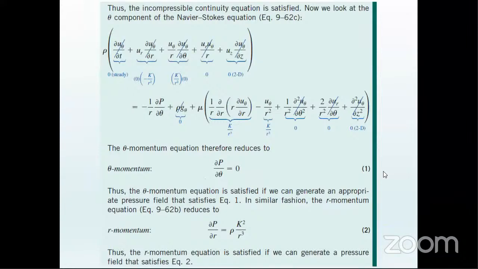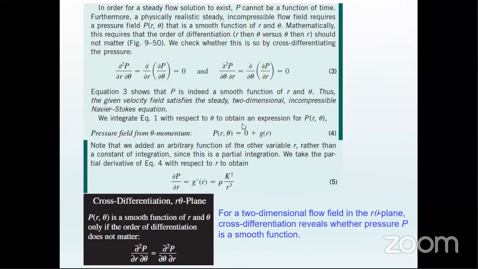Equation 1, if we integrate it with reference to theta, we will obtain the value of p of r, theta. Earlier also we did the same thing. The pressure field formed from the theta momentum is p of r, theta equal to 0 plus g of r. This is one more variable we have put. After integration and differentiation, you will get del p by del r, where g prime is the constant of differentiation, equal to rho times k square by r cubed. This means that for a two-dimensional flow field in the r-theta plane, cross differentiation reveals whether p is a smooth function: del square p over del r del theta, or del square p over del theta del r, remains constant.